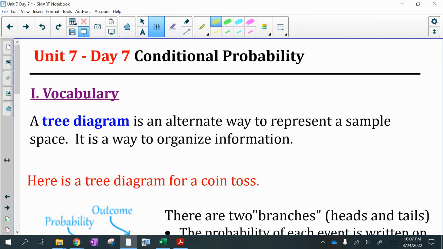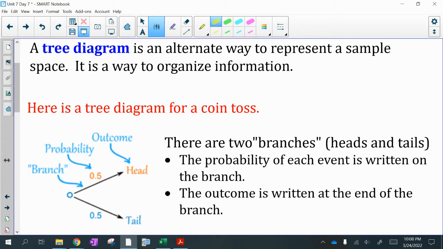It's a way to organize, and it's a different way to represent a sample space. It's there to help us organize things. So here's an example of a tree diagram of a coin toss. We have two branches, and our two branches represent the two different outcomes. I can either get heads or tails. We write on the branch what the probability is of each of these things happening: 50% for heads and 50% for tails. And then you just list what you've got in terms of options.